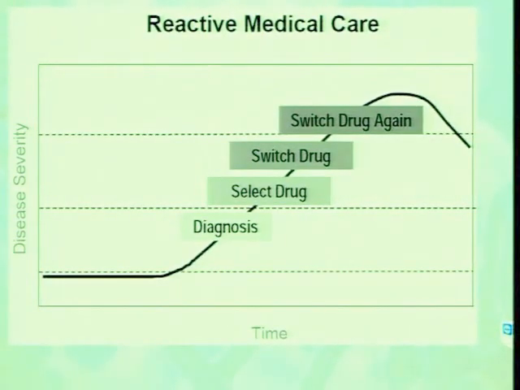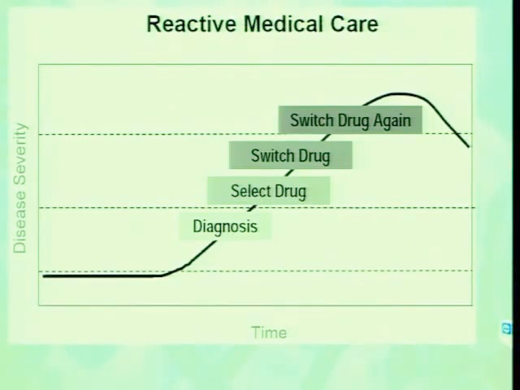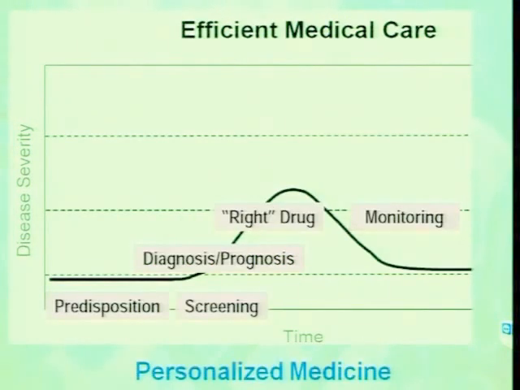So what is present is reactive medical therapy, where there is a diagnosis followed by one drug being given, and if that is not working, you switch the drug, then switch again, and the patient is sick for a long time. Instead of that, personalized medicine means you diagnose the disease, give the right drug, and immediately the patient gets treated. So the long time of disease is avoided.